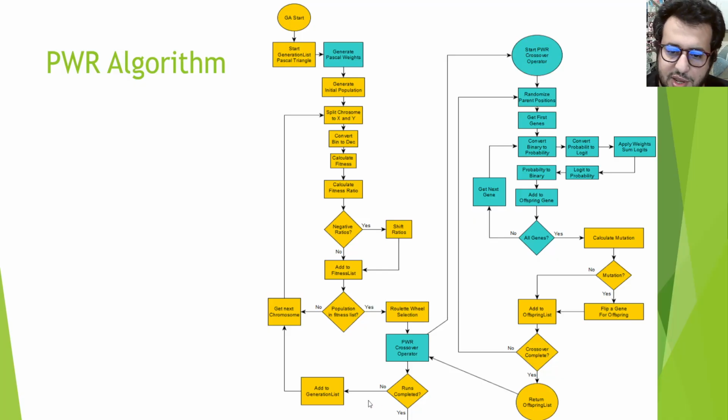And once we have the full population, then we can return the offspring list and continue our process, where we'll add it to the generation list and we'll get the next chromosome, repeat the whole cycle. Once we are done with all the runs and we have whatever number of runs we've decided, then we'll return the maximum fitness value with the corresponding x and y. And so they are pretty similar.